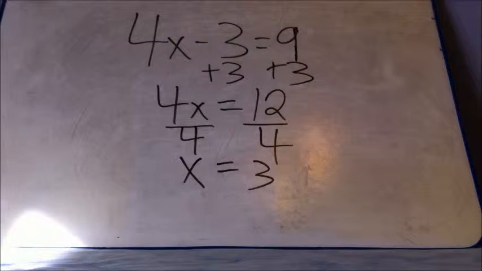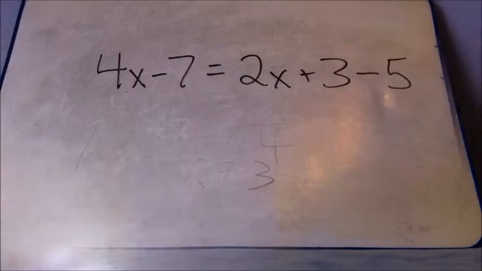Plug it back into the original equation. 4 times 3 is equal to 12, minus 3 is equal to 9. We checked our solution and we are correct.